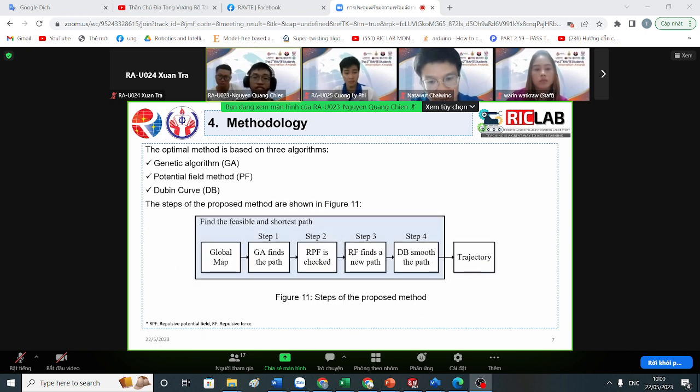Next is the methodologies. The optimal method is based on three algorithms. First is the genetic algorithm for finding the shortest path. Next is the potential field method for avoiding obstacles. And the last is the Dubins curve for solving the nonholonomic problem. The steps of the proposed method are shown in figure 11. There are 4 steps. First, we have a global map, and in step 1 we use the genetic algorithm to find the shortest path. In steps 2 and 3 we use the potential field for avoiding obstacles when we are moving. And the last is to use the Dubins curve to smooth the path.